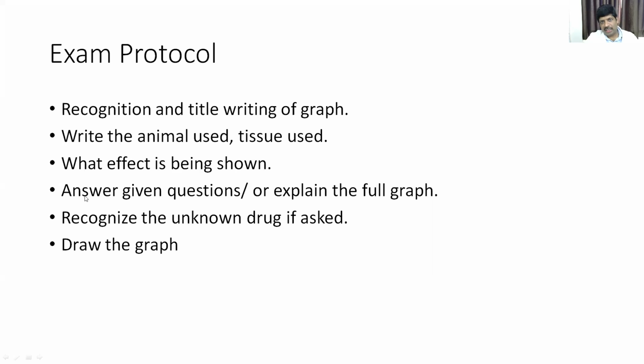Then if questions are asked based on the graph, you need to answer those questions, and answers should be in full explanation. If questions are not given, then you need to explain the full graph entirely from A to Z. Then if needed, you may be asked to recognize the unknown drug. Drugs are given there, A, B, C maybe we will mark it, and then you need to recognize which drug may produce the given response, and then you have to write your observation or your inference.